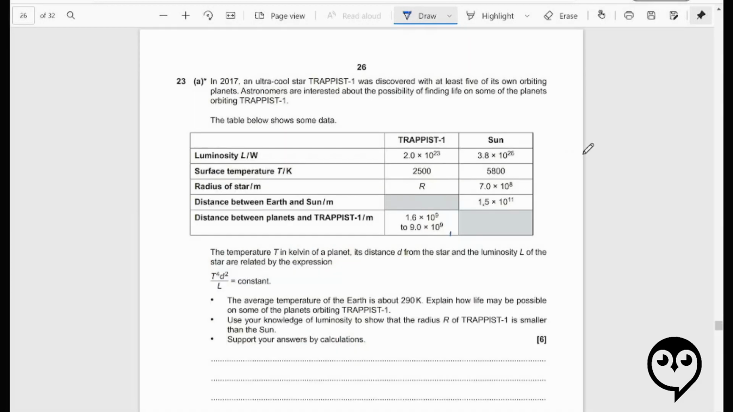Okay, I've got a 2019, it's an OCR, Physics A, the modeling physics paper. Here we've got a comparison of 2 stars. We've got this star called TRAPPIST-1. It's an ultra-cool star, quite a low surface temperature. Look at that. We've got furnaces on Earth that are hotter than that surface temperature. Okay. Luminosity, it's not as luminous as well. It's not as much power. We're probably going to find the radius. We don't need to worry about these things.